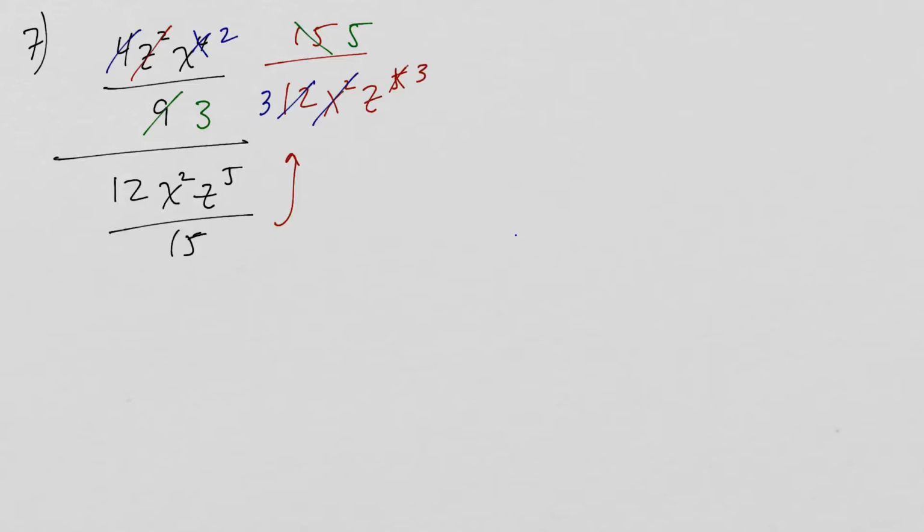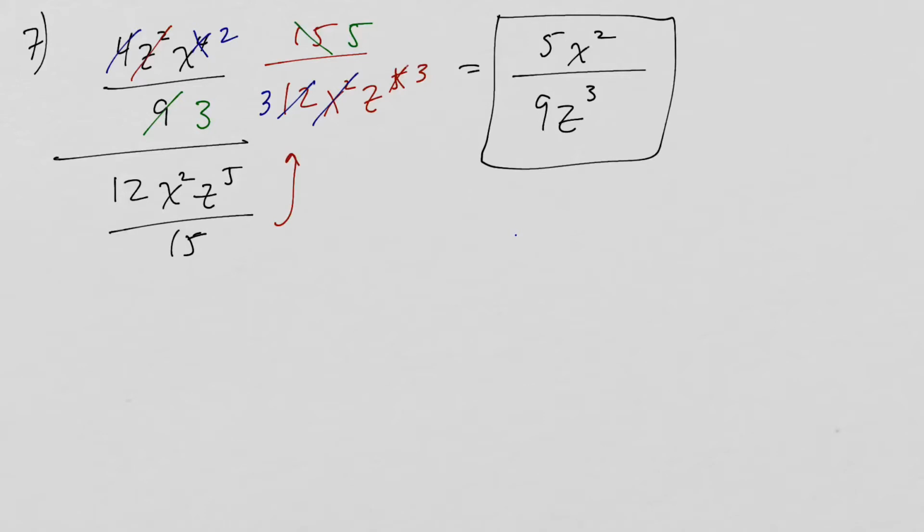So when I finally multiply across the top, I'm going to have a 5x squared on the top. And on the bottom, we're going to have a 3 times 3, which is a 9z cubed. And there's nothing else you can do.